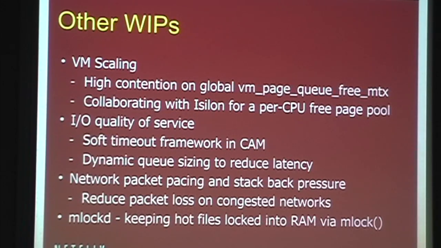So we're working with Isilon. They have a very prototype patch for having per CPU page pools, and we're working to port it forward to FreeBSD 10 and FreeBSD 11, and make it suitable for our use and for wider use. Once we get that solved, that's going to be one of the last big bottlenecks that we know of in the VM system, to making it be very, very scalable, very, very parallelizable. And hopefully it'll benefit not just us, but anyone building a NAS appliance, anyone building anything that relies on VM caching and VM memory management.